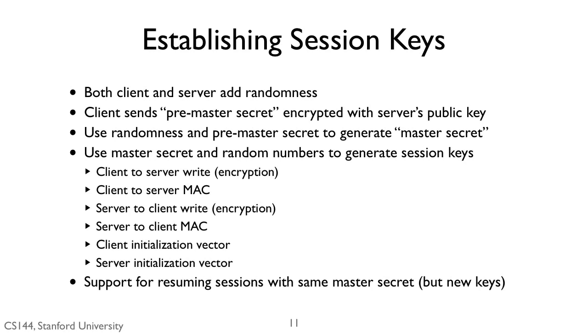They generate 6 keys, whose lengths are determined by the ciphers used. They generate a key used to encrypt data from the client to the server, a key to MAC data from the client to the server, a key to encrypt data from the server to the client, a key to MAC data from the server to the client, a client initialization vector for ciphers that need it, and a server initialization vector for ciphers that need it. Having this master secret, the client and server can regenerate new keys by choosing new random numbers. So you can resume a session with the same master secret, but with new keys.